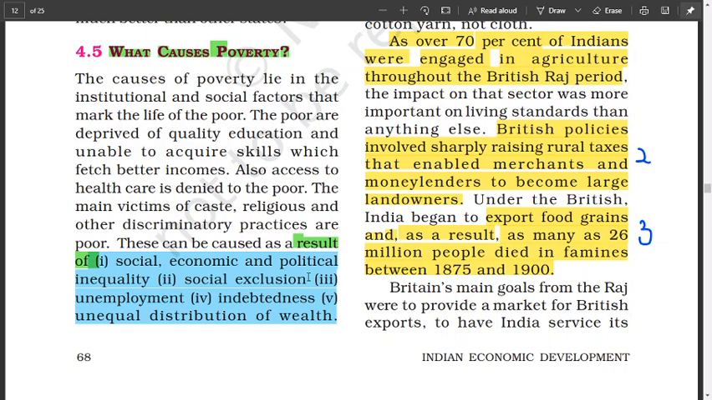There is social exclusion. If we talk about India, because of creed, because of caste, because of religion, sometimes there is also that distinction. So there is exclusion in society for some sections of the people. Unemployment is the main problem. Indebtedness is the result of unemployment, isn't it? If we are unemployed, you earn nothing. That means you are indebted. Unequal distribution of wealth, that's what we talked about. So these are the five important things that can be the core of the problem of poverty in India.